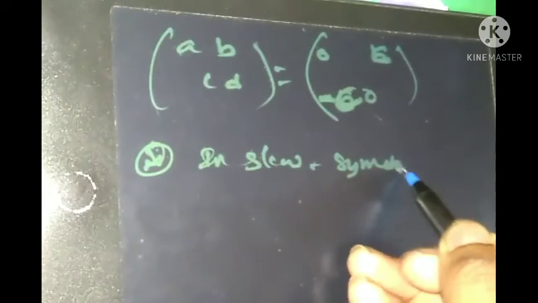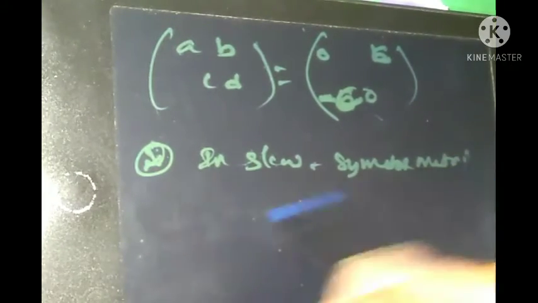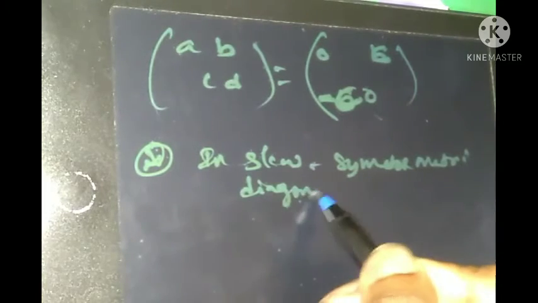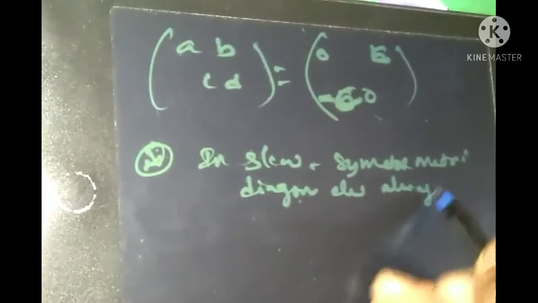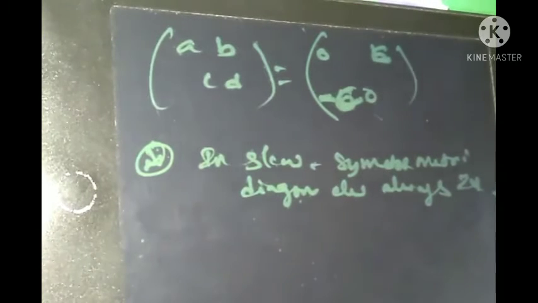This is an important note. In a skew symmetric matrix, diagonal elements are always 0. This is the important note for skew symmetric matrix. Now we have to see some examples for skew symmetric matrix.